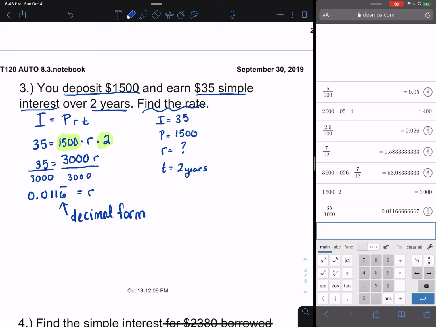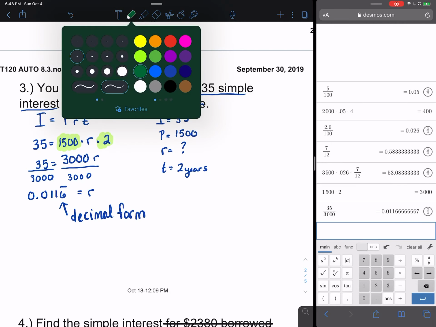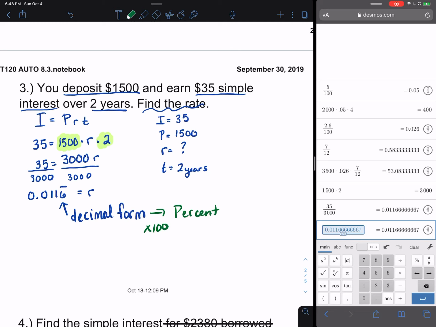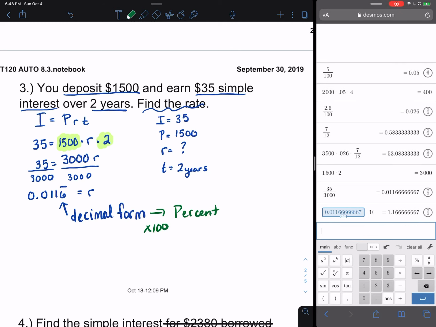So if they're asking us for the rate, we need to answer in percent form as well. So remember, to go from a decimal to a percent, we need to multiply by 100. So I'm going to hit that answer button and I'm going to multiply it by 100. If we do that, we get 1.16 repeating percent. So if we needed an exact answer, that's what we would give.